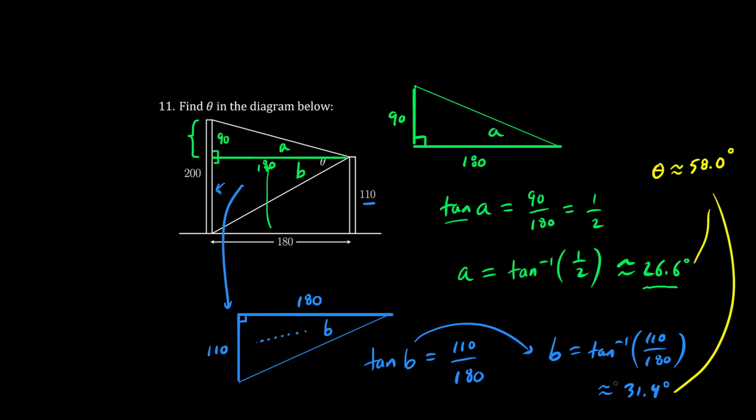approximately 31.4 degrees. As we add it with the previous result, we get approximately theta is equal to 58.0 degrees, combining A and B.